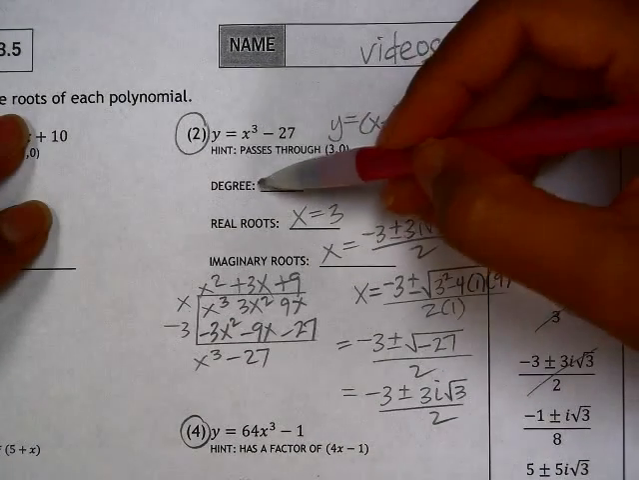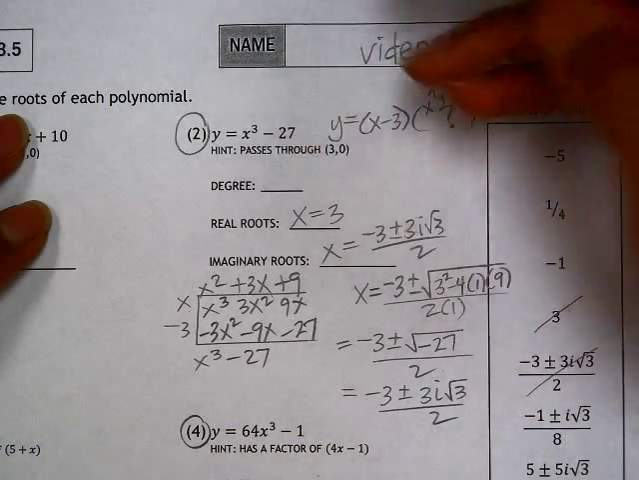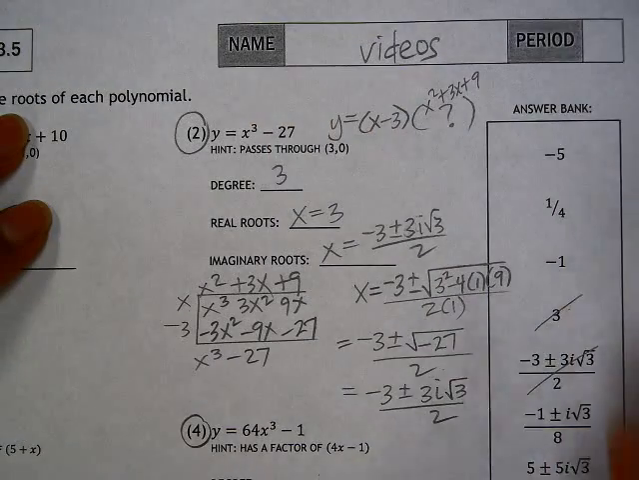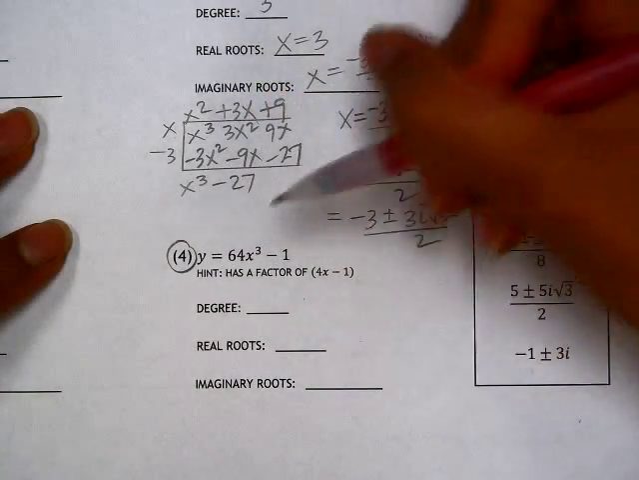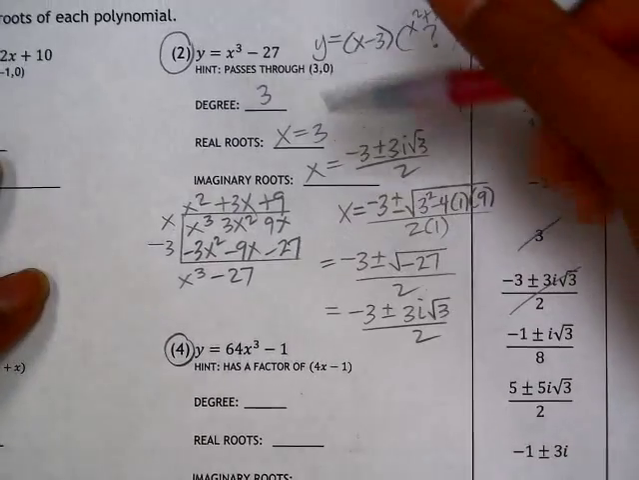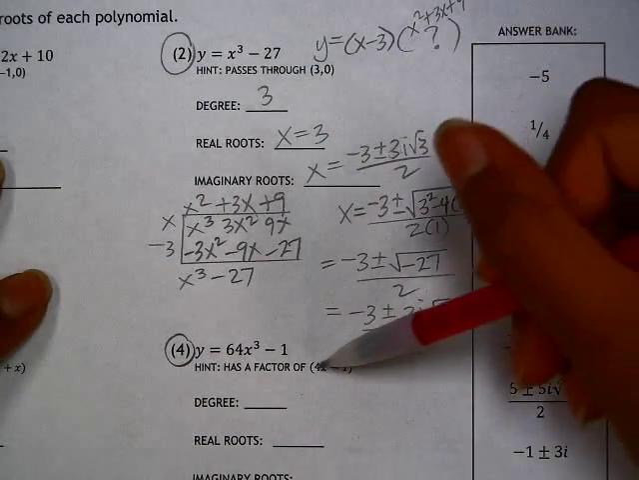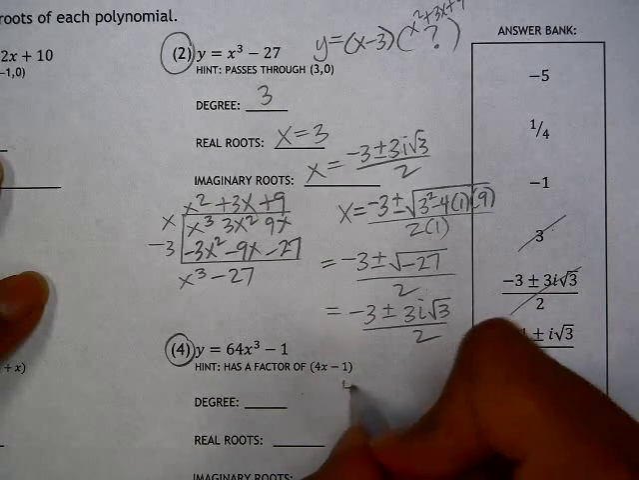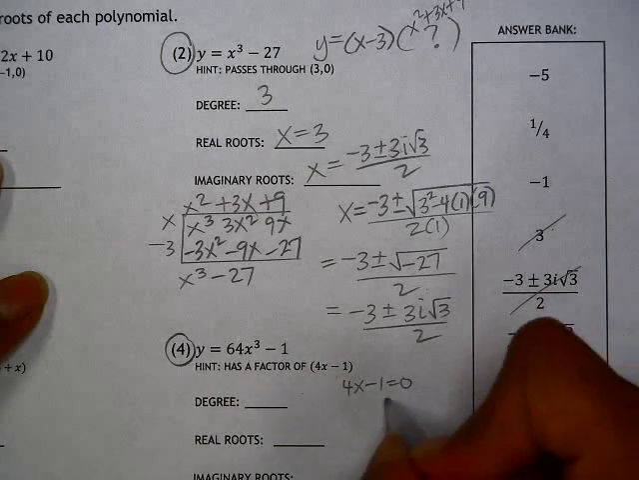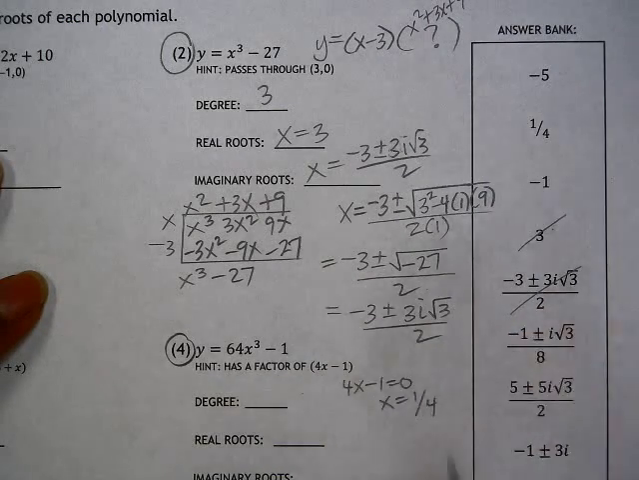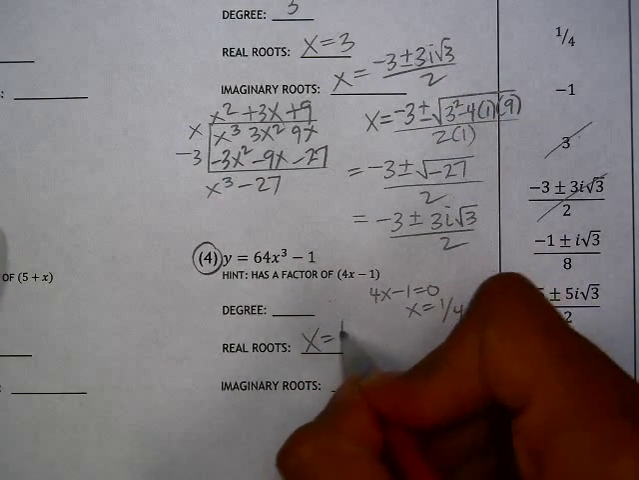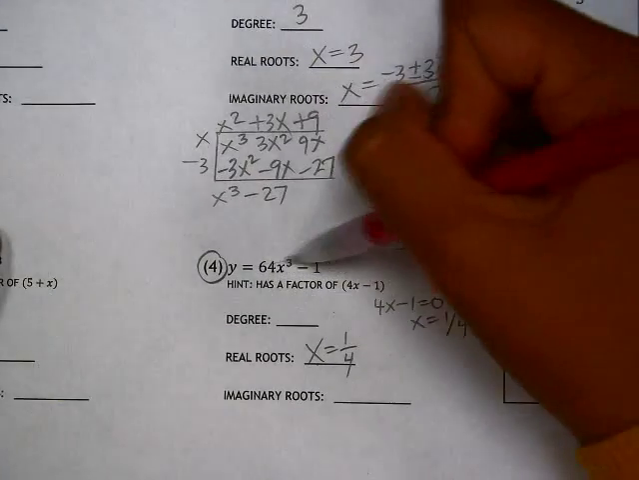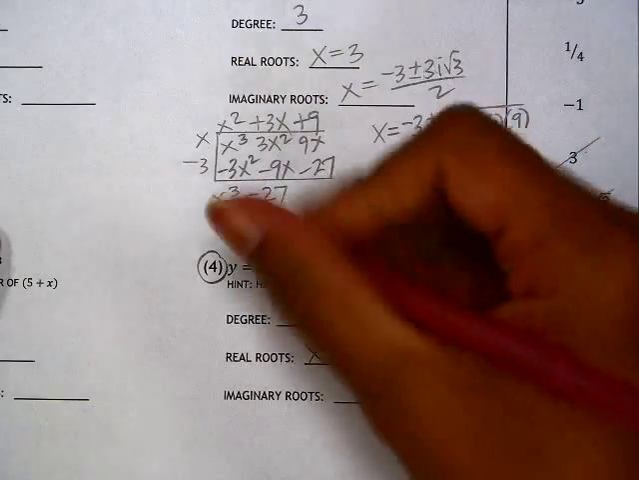The degree of this polynomial, the largest exponent, is 3, so the degree is 3. All right, moving on to number 4. Again, we're given a polynomial. Instead of being given the root, we're given the factor. So if we set this factor equal to 0, we can tell that one of the roots is at 1/4. That's a real root, so I'm going to list it here. The degree of this polynomial, again, is 3.